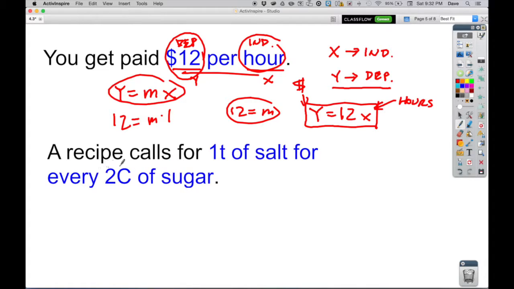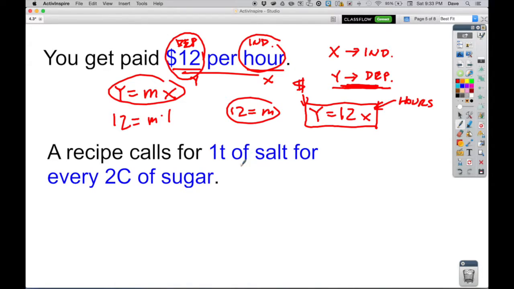All right, so let's try this recipe problem. A recipe calls for 1 teaspoon of salt for every 2 cups of sugar. So again, you have to ask yourself the question, which one's the independent and which one's the dependent? And once again, I like to start off with the dependent one. So the way they've worded this, is the salt dependent upon how much sugar I put in, or is the sugar dependent upon how much salt I put in?